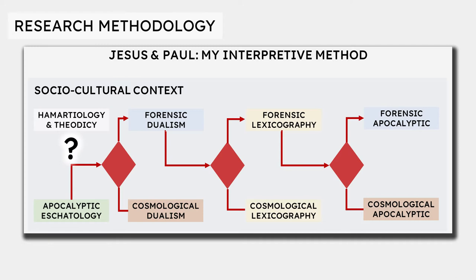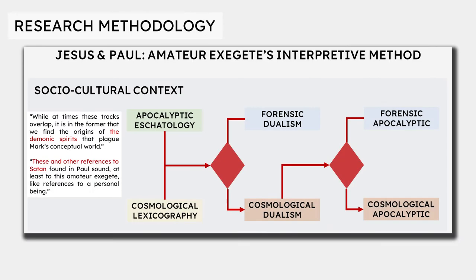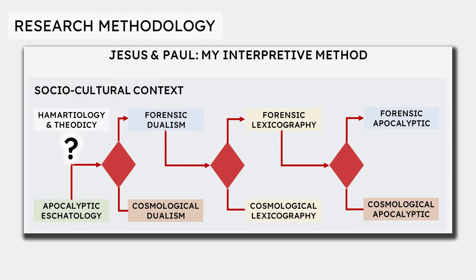Let's swap out the image of my approach with the image of Ben's so we can see the difference clearly. First, here's Ben's methodology. See how he interprets lexicography first, and then uses that information to interpret which form of dualism the writers held. Now let's look at my approach again. See how in my methodology I've done the reverse. I'm using the writer's form of dualism to interpret their lexicography. So let's go back further to the left in my flowchart to find out how I've interpreted their dualism.